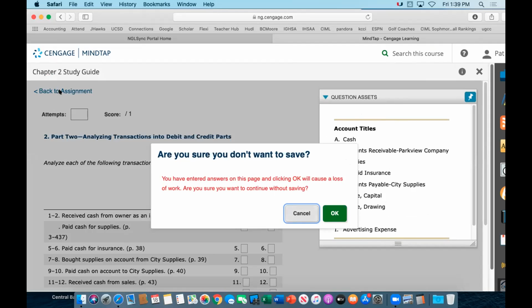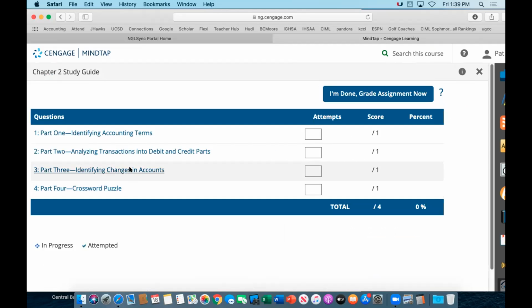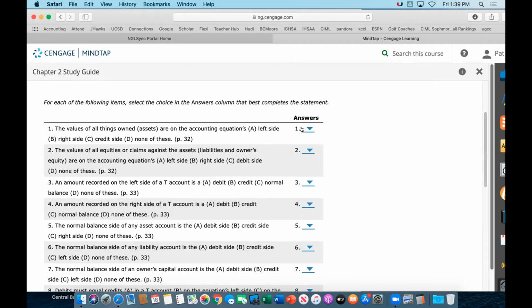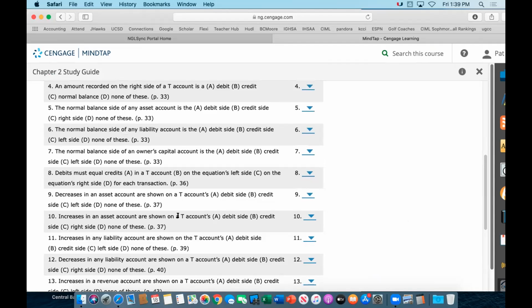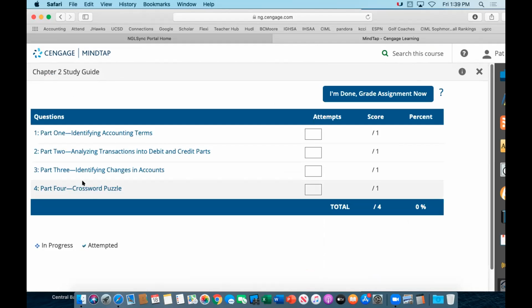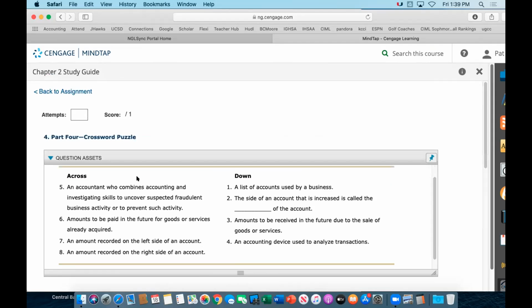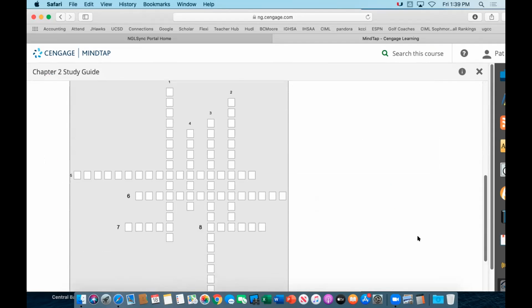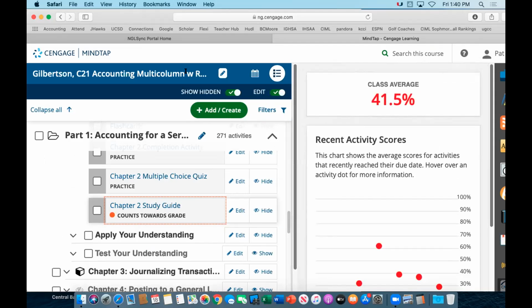Back to the assignment. True, false questions or multiple choice questions, I guess. A, B, C, D. These are the ones. Increase, decrease, debit, credit, increase, decrease, normal balance. It gets confusing, so they'll write them down. And then here's the crossword puzzle. So like 5 across, forensic accounting or forensic accountant. So if you can get 1, 2, 3 done before next Wednesday, that'd be great. And then next Wednesday, you're not learning anything new. You're just going to work the whole time.